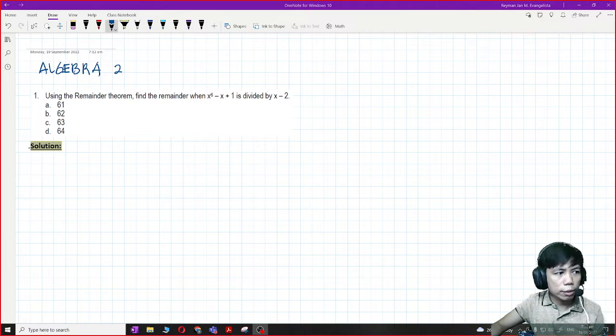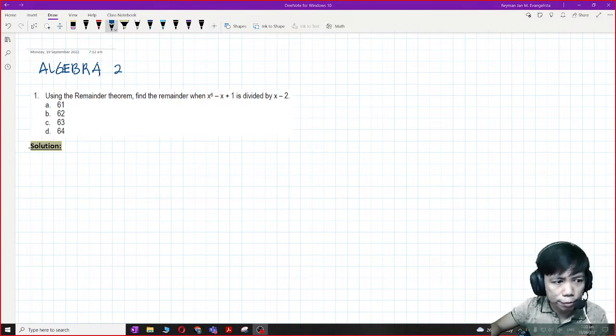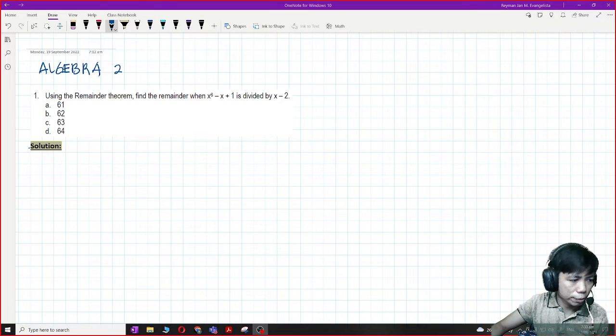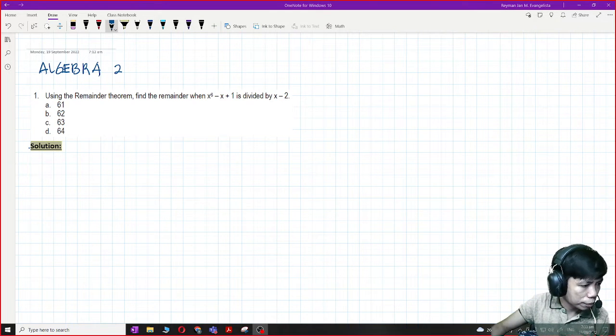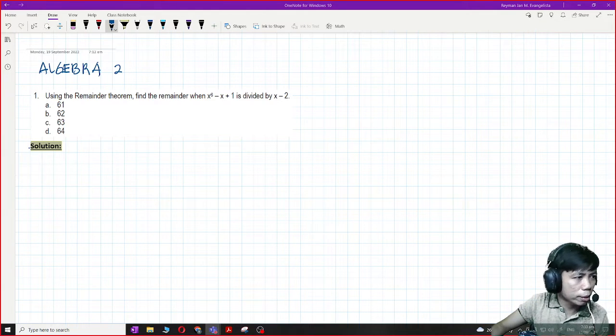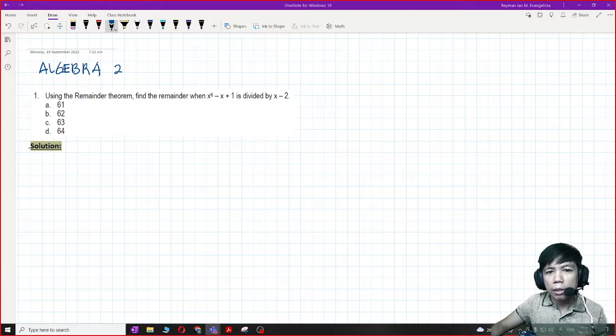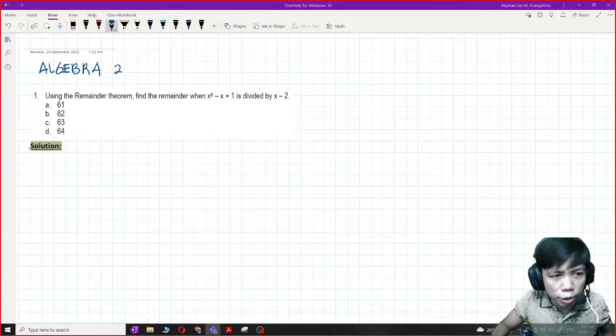Okay, we go to problem set number 2 in Algebra 2. Alright, so may mga nadouble lang guys dito, okay? Para meron kayong additional reference doon sa Algebra 1. Alright. Siguro yung iba naliligo pa, yung iba nag-almusal pa. Okay, so proceed na tayo guys.